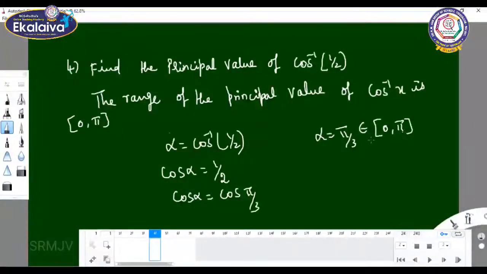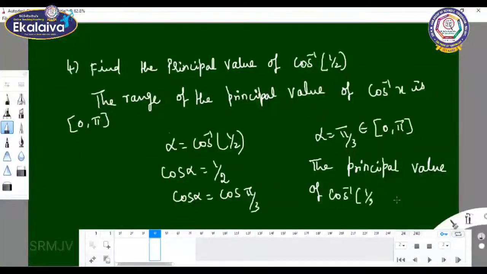The principal value of cos inverse of 1 by 2 is pi by 3. We move on to the fourth.